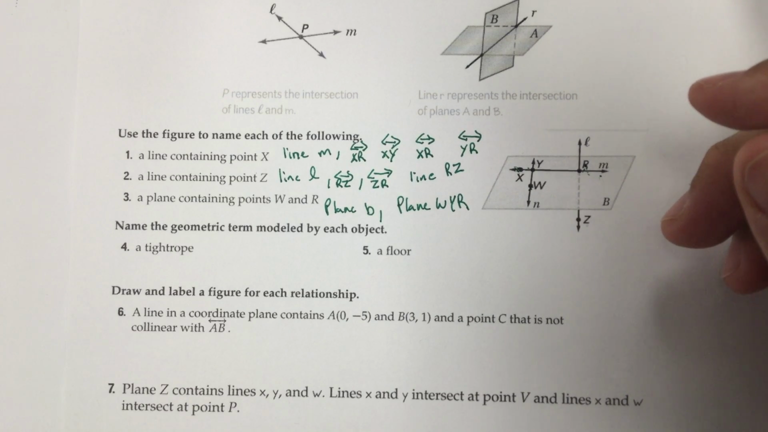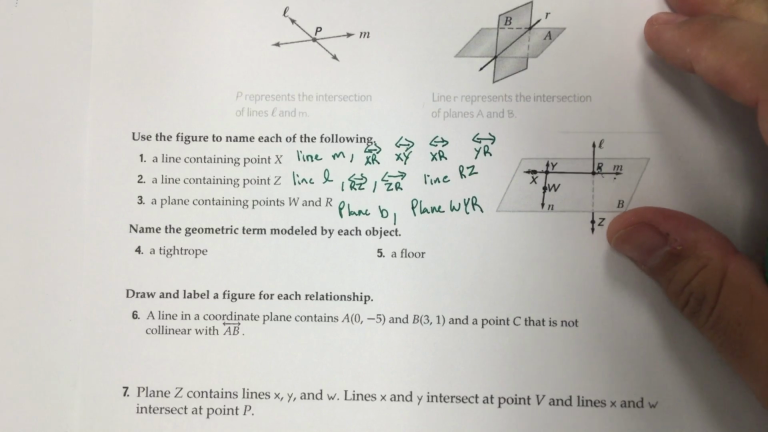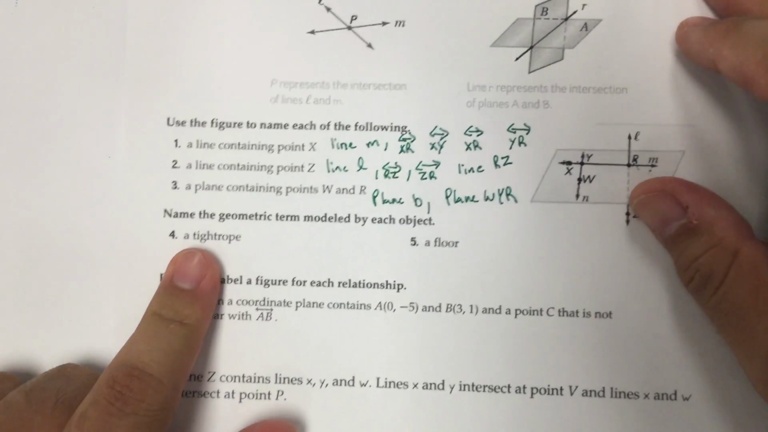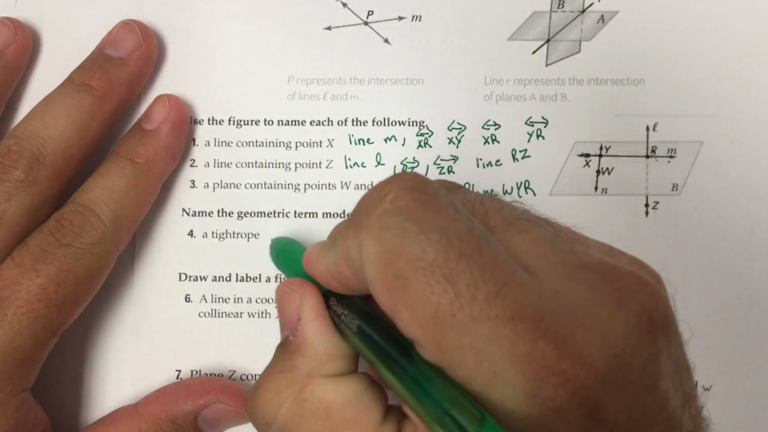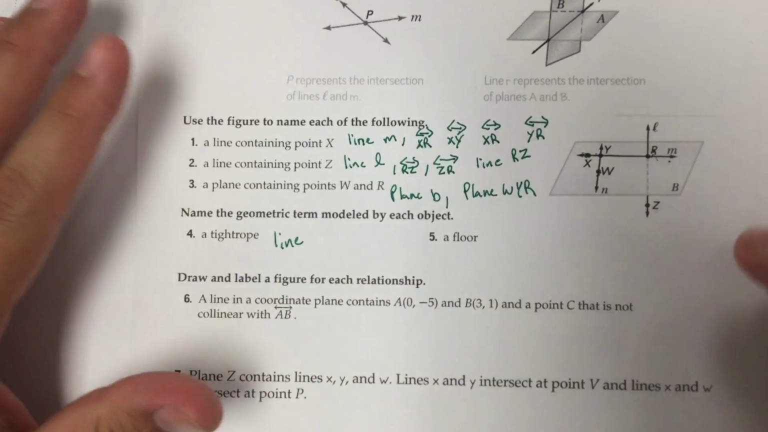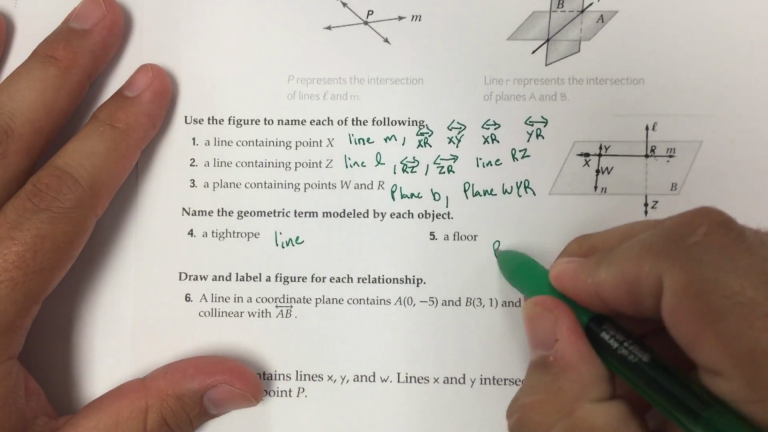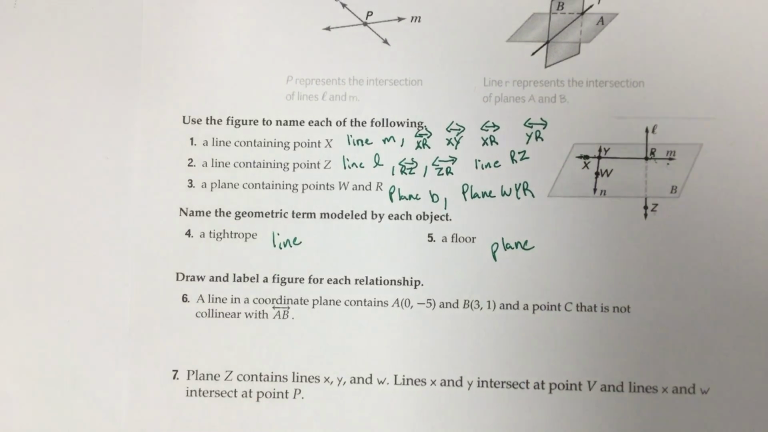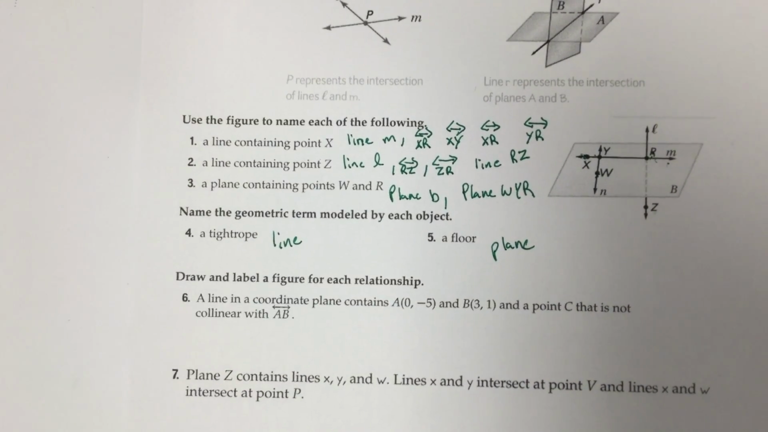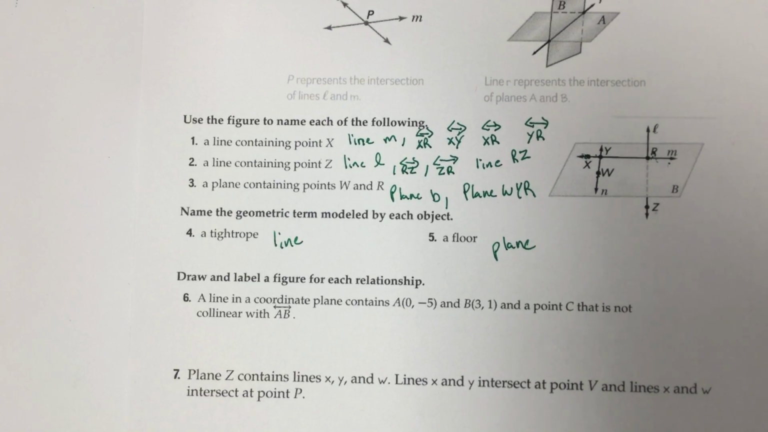All right. So in these cases, a tightrope, right? We're naming these two different terms. Well, a tightrope, well, that should be easy. That's just a line, right? Something that you cross. A floor is a plane. So when you think about the floor, right, that's a plane. That's literally like the X and Y, right? If you think about it a lot, right?